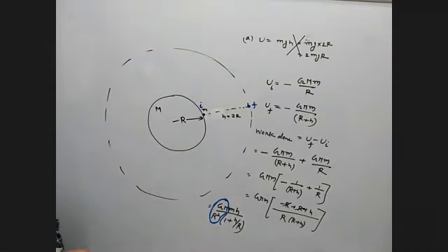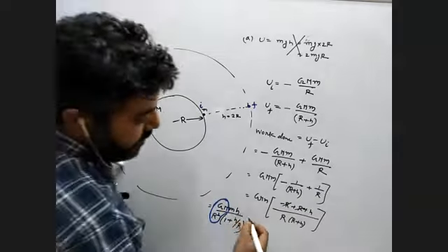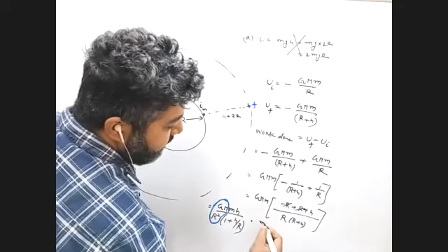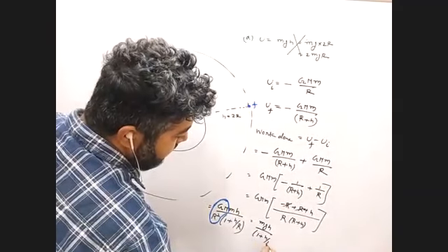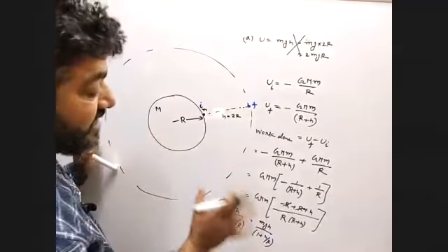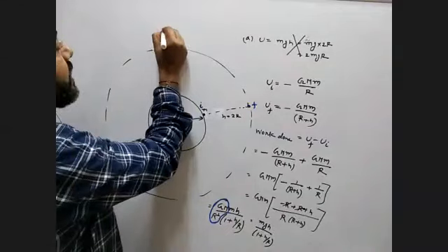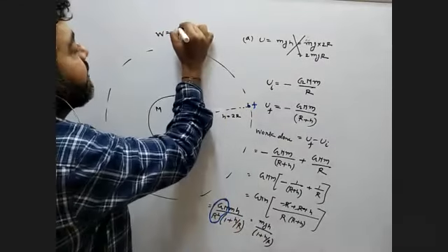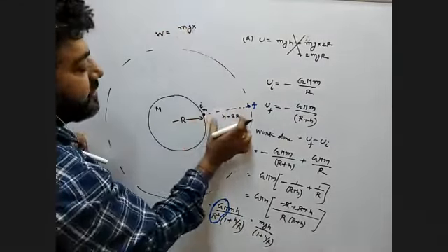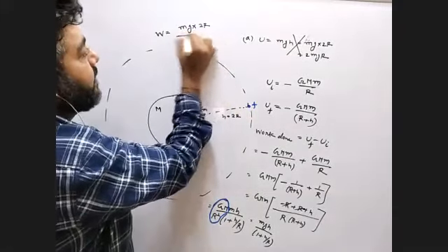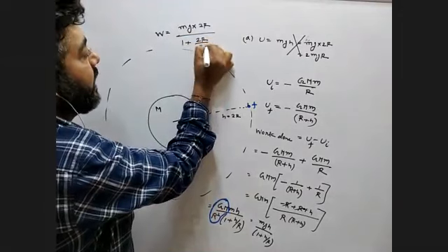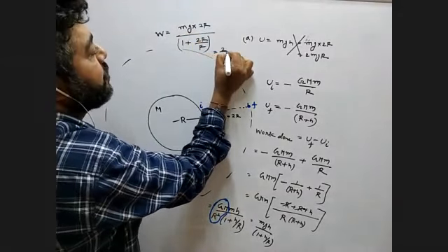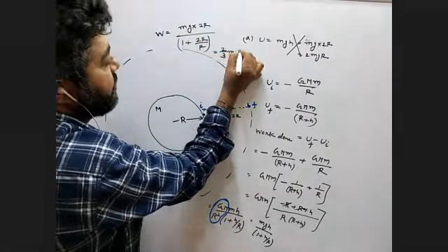G. Very good, small g, right? So we can write mgh by 1 plus h by r. So if we use this formula, my work done is mgh, where H is 2r. So mgh by 1 plus 2r by r. So what we have? 2 by 3 mgr, which is the right answer.